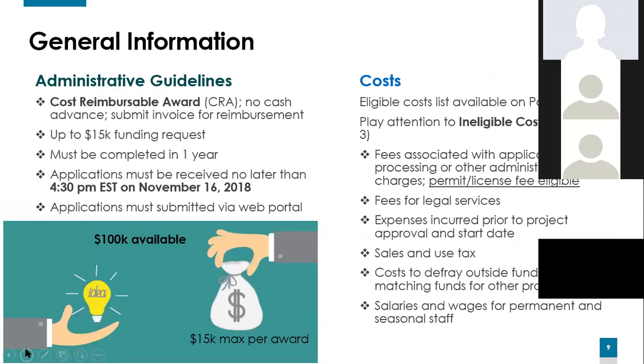So now I would like to get into some general information about this funding opportunity. For this cycle, we do have about $100,000 available, and the grants are being issued as a cost reimbursable award, a CRA. And what does that mean? For people for whom this is probably the first time applying for a grant, a CRA means that the recipient, if you're selected, does not receive a cash advance. Instead, what you're asked to do is submit invoices for reimbursement of the actual expenses that are spent.